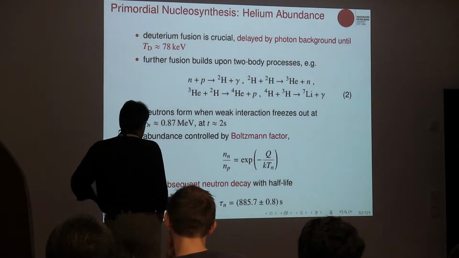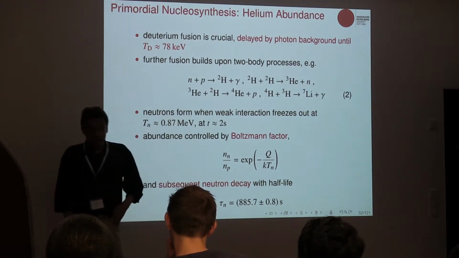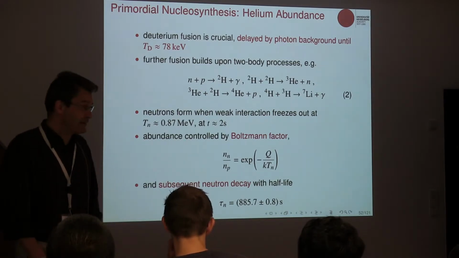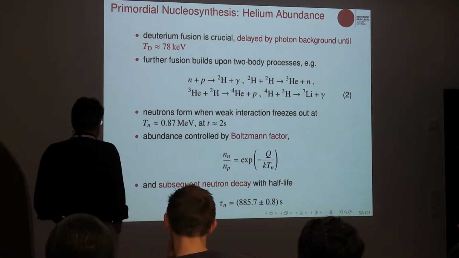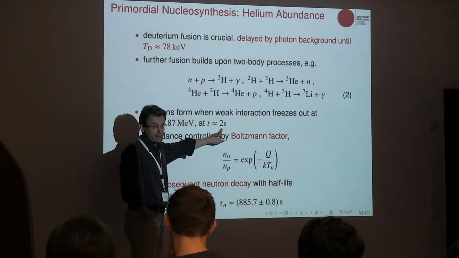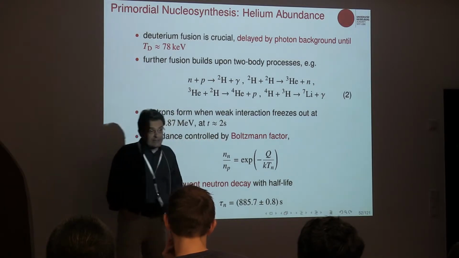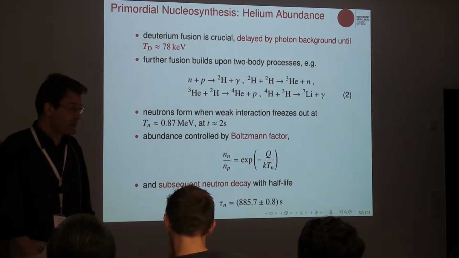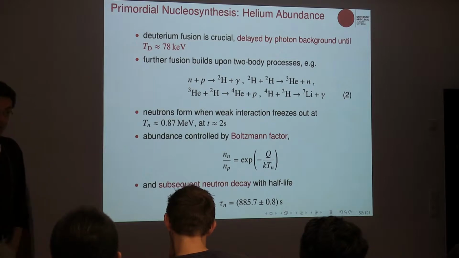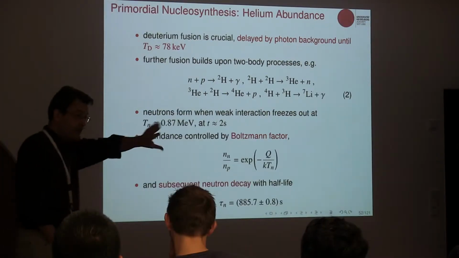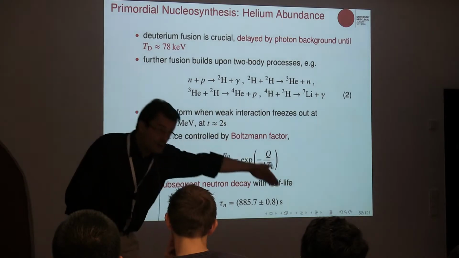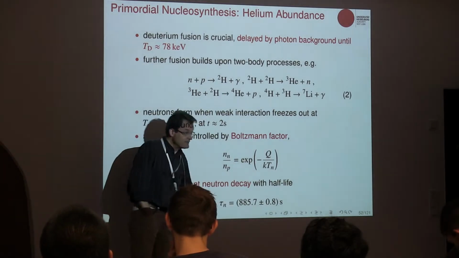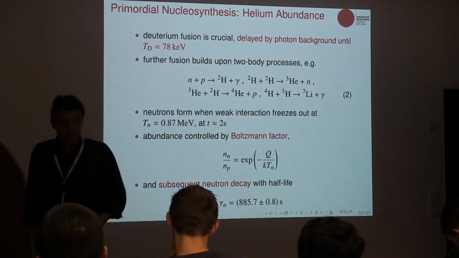Okay. Neutrons and protons are in thermal equilibrium until the temperature drops below the mass difference between the neutron and the proton, and this happens at about 2 seconds after the Big Bang. So between about 2 seconds and 2 minutes after the Big Bang, neutrons and protons are separate. So their abundance is no longer controlled by the Boltzmann factor, as it is while they are in thermal equilibrium, but by the decay of the neutrons, which then sets in. And the free neutrons decay with about a quarter of an hour lifetime.